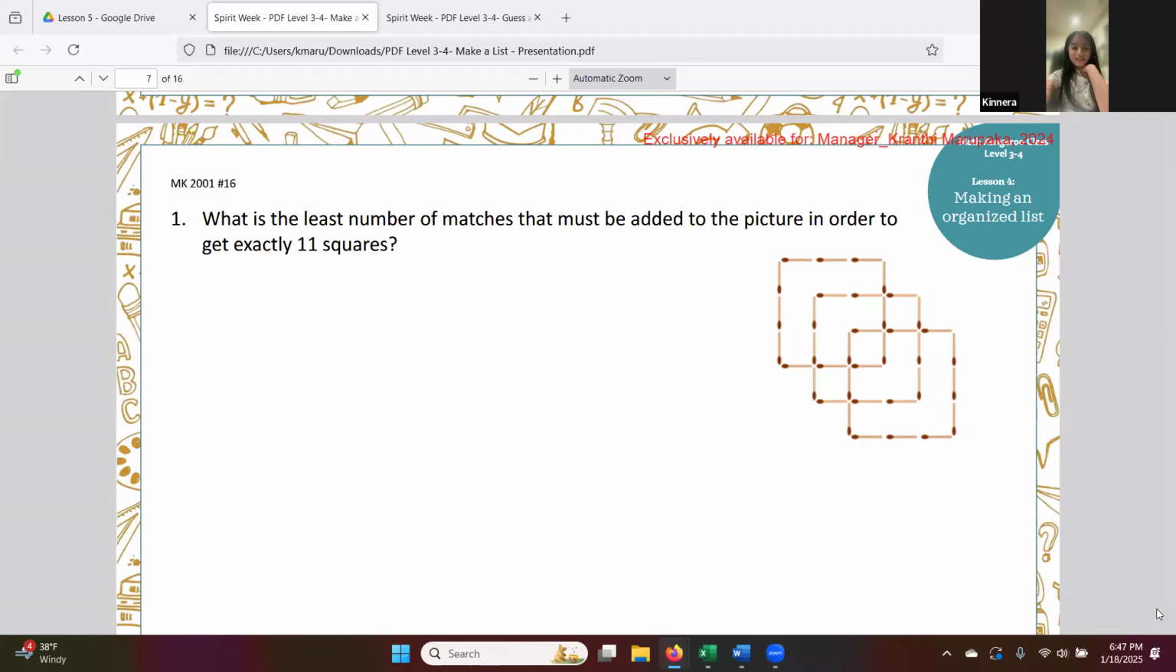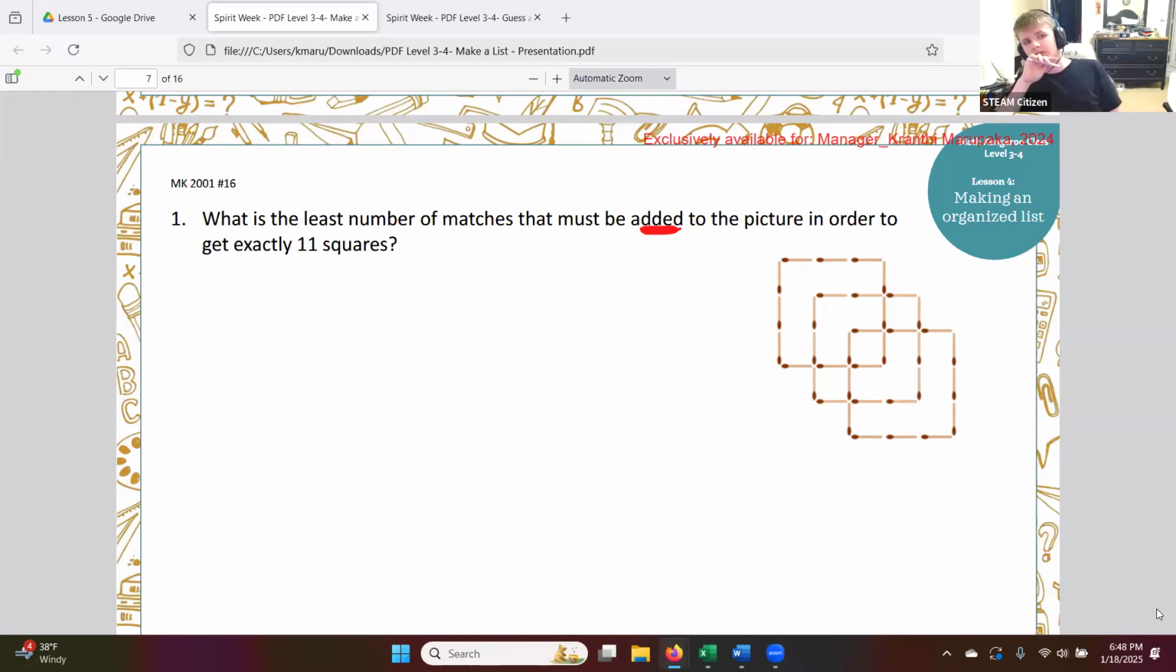So what is the least number of matches we add to the picture in order to get exactly 11 squares? So Kinnera, tell me, do you know what the goal of this problem is just by reading it? So like we have to add matches to get exactly 11 squares. All right. So could you give the example of what a match is, just so everyone else here, maybe they don't understand?